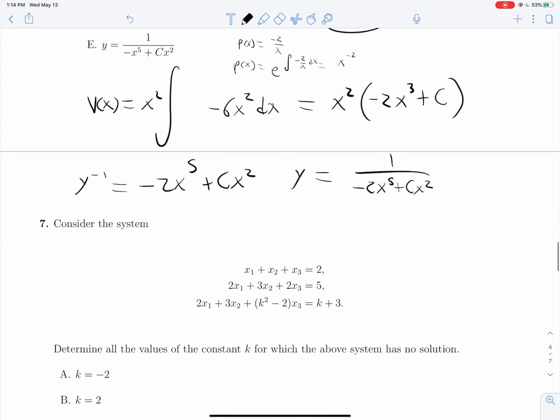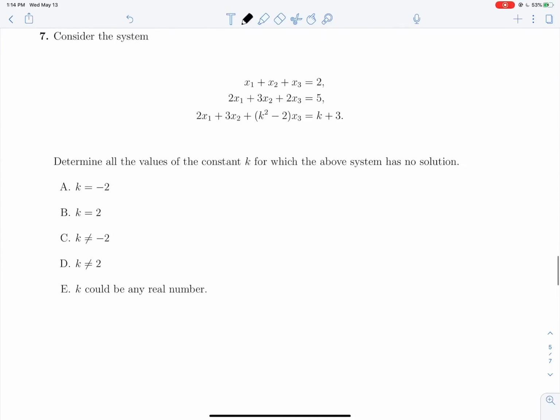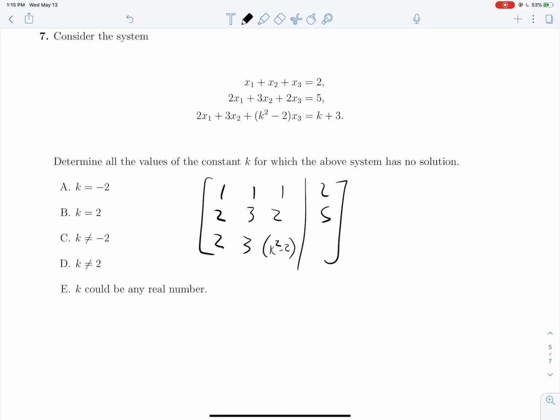And the answer key agrees. Let's consider this system and determine all of the values of the constant k for which the above system has no solution. So immediately, we're putting this into an augmented matrix. We have 1x1 plus 1x2 plus 1x3 is equal to 2. 2x1 plus 3x2 plus 2x3 is equal to 5. And 2, 3, k squared minus 2 is equal to k plus 3.